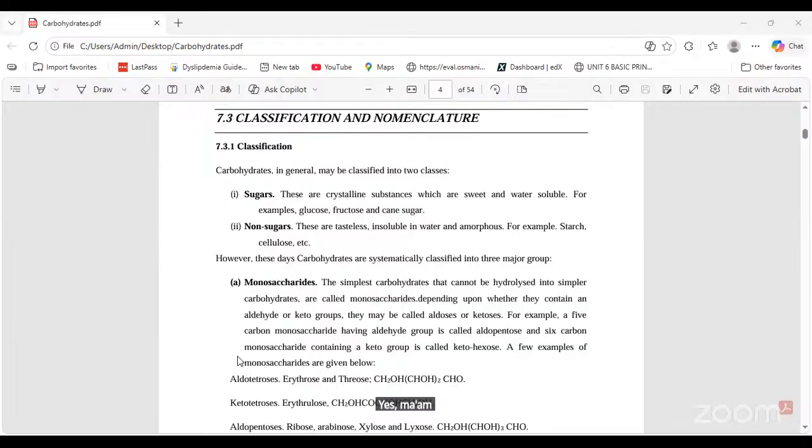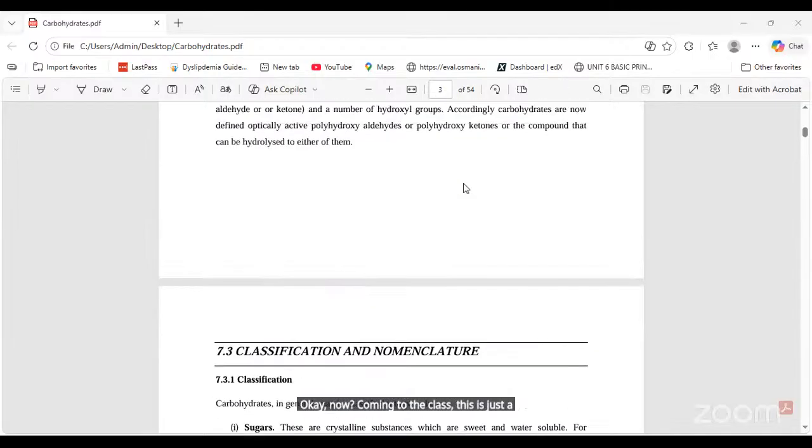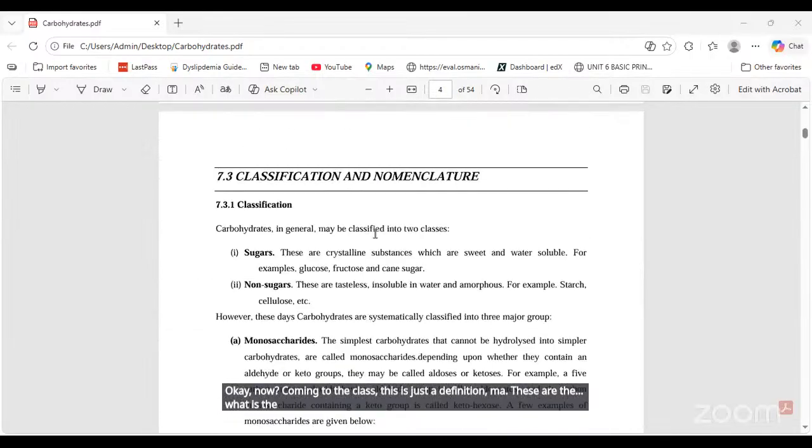Okay? Coming to the class. This is just a definition. This is the introduction of the carbohydrates.